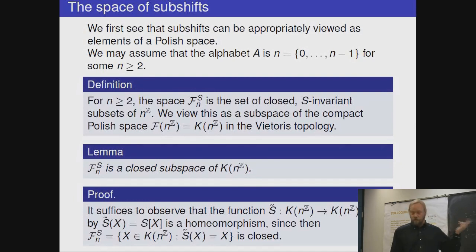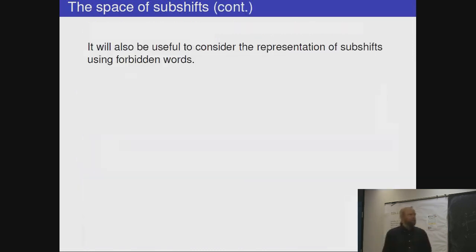And so we can view it as a closed subset of a Polish space, so it's a Polish space in the relative topology. And that's what we're going to mean when we talk about the space of subshifts. We have a way of representing each subshift as an element of this Polish space.